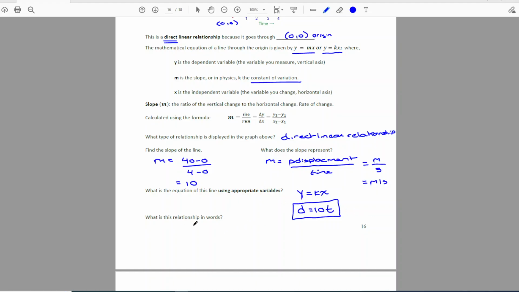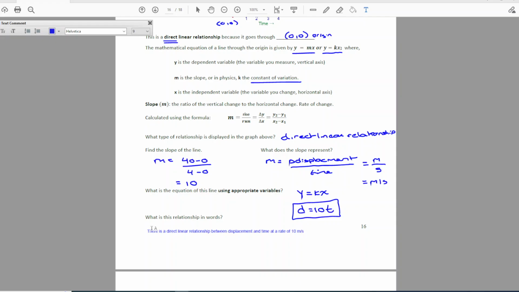What is this relationship in words? Well, I'm going to type because my printing is kind of atrocious. The relationship in words, every semester I feel like I write this a little bit differently. I feel like I'm starting to sort of level out, but I would say something along the lines of there is a direct linear relationship between displacement and time at a rate of 10. Now, because we know the units, let's put them in meters per second.